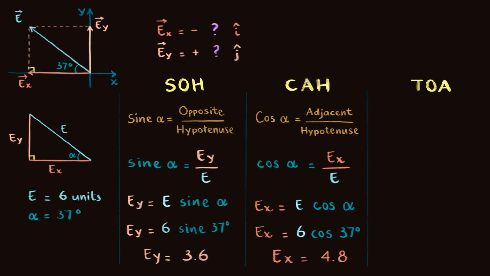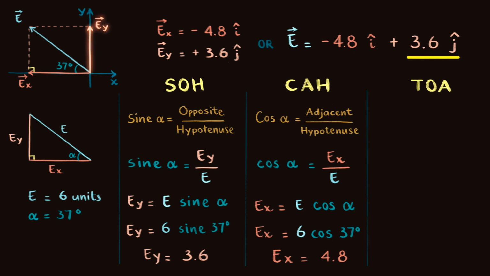Now that we have the magnitudes of the two vector components, we can just plug them in right here, which gives us vector Ex = -4.8i units and vector Ey = 3.6j units. We can either leave it like that or write vector E = -4.8i + 3.6j units. Again, this expression tells us that vector E is made up of two vector components: a horizontal component, which has a magnitude of 4.8 units in the negative x direction, and a vertical component, which has a magnitude of 3.6 units in the positive y direction.